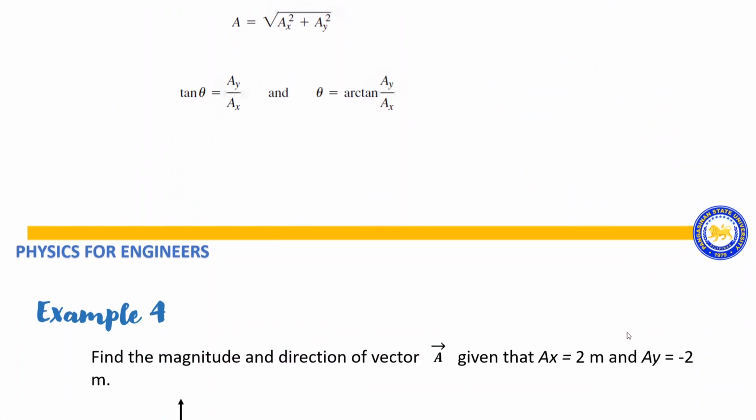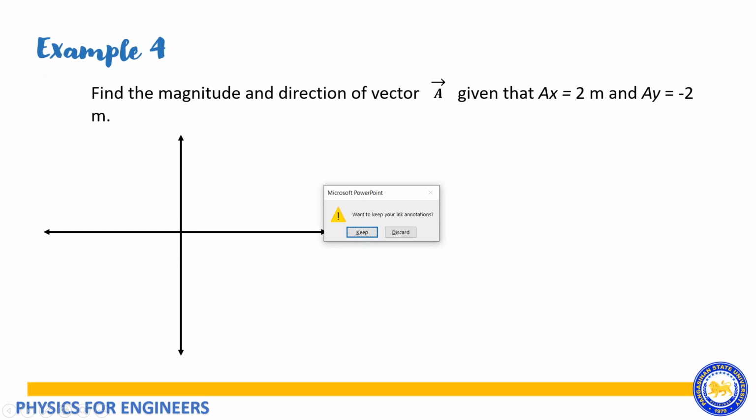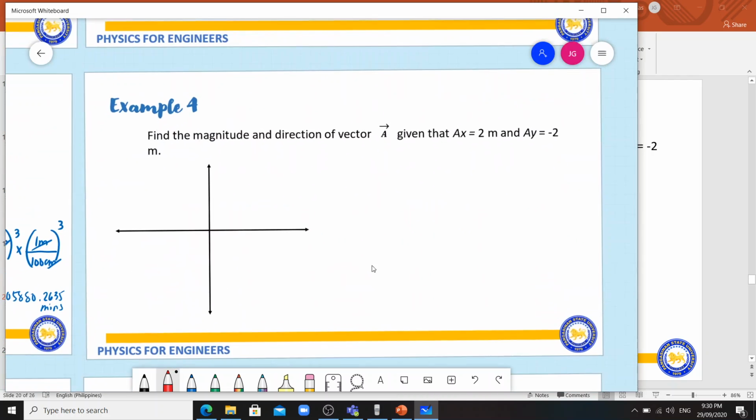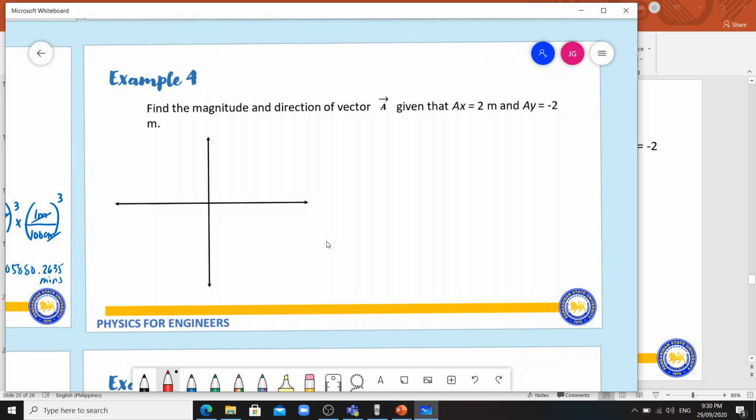So, ganun lang. Okay? Next, example ulit. Balik tayo dito. Example, sabi niya, find the magnitude and direction of vector A given that Ax is equal to 2 meters and Ay is negative 2 meters. So, we have to understand na si Ax ay x component at si Ay ay y component. Okay? So, pwede natin gamitin ay graphical method. Di ba, ito ay parang naging resultant din. Kanina dun sa calculation ng magnitude of the resultant ay parang right triangle, di ba?